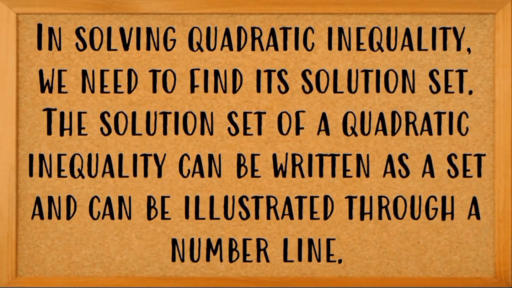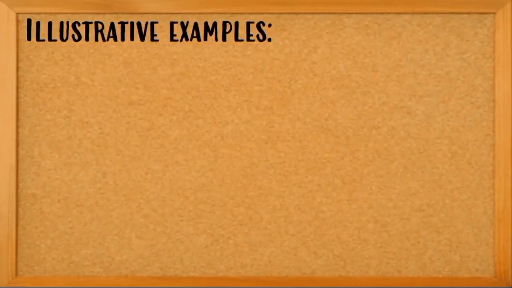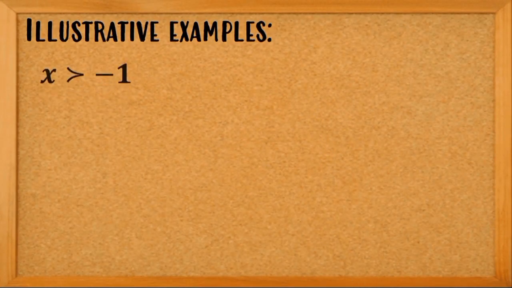In solving quadratic inequality, we need to find its solution set. When we say solution set, there are plenty of values of x or of the variable. Unlike with the quadratic equation, there is only a maximum of 2 values for x. This time, there would be more than 2. The solution set of a quadratic inequality can be written as a set or it can be illustrated through a number line. So with that, let us have our first example.